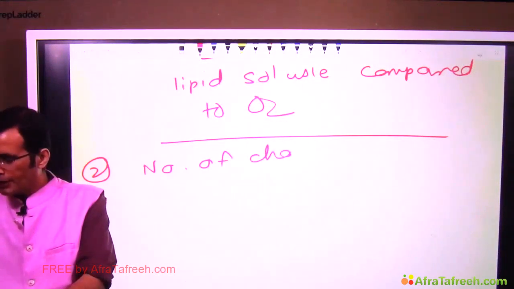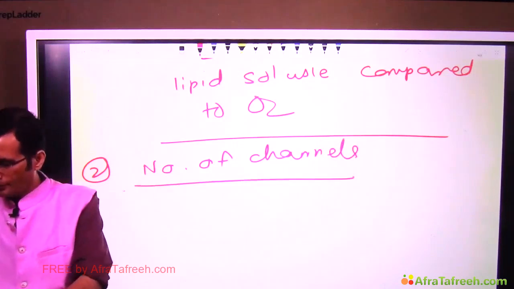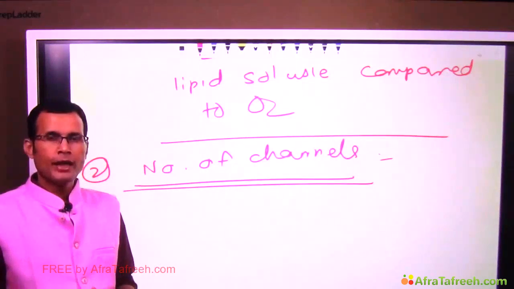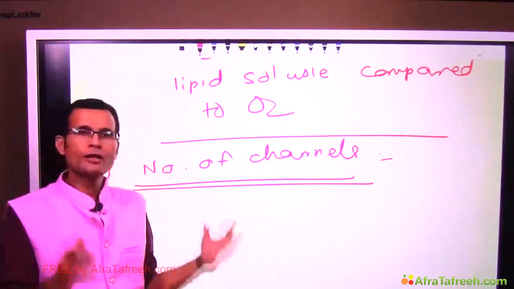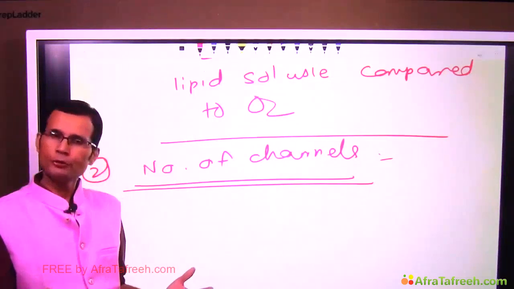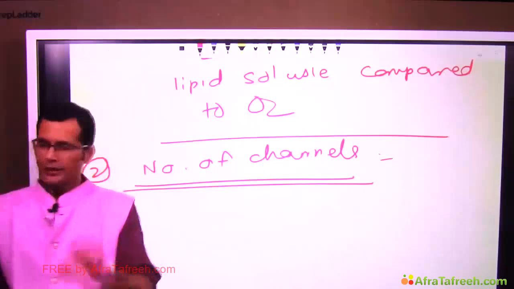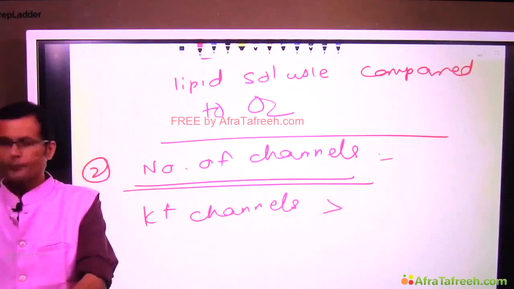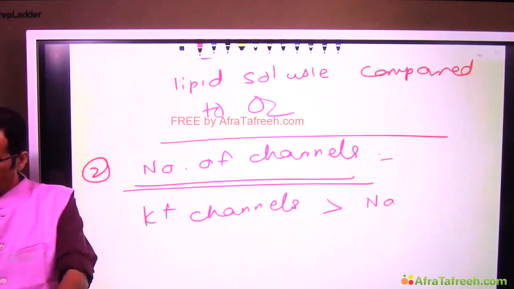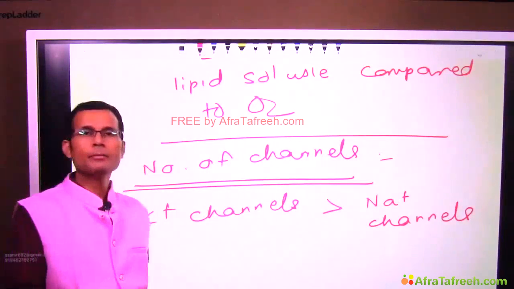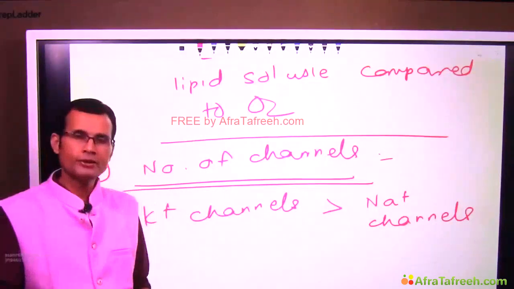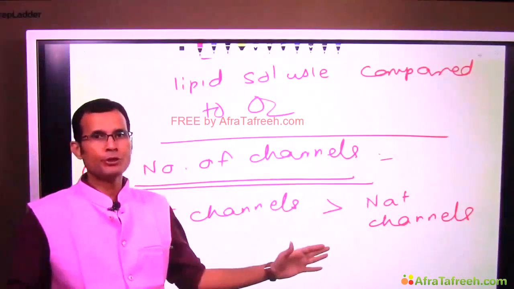number of channels available in the membrane. The water soluble substances, they are diffusing through the channels, and therefore naturally more the number of channels available, greater will be the rate of diffusion. Now look at the example. Number of potassium channels is higher as compared to the number of sodium channels in a cell membrane, and therefore potassium diffuses faster as compared to the diffusion of sodium.